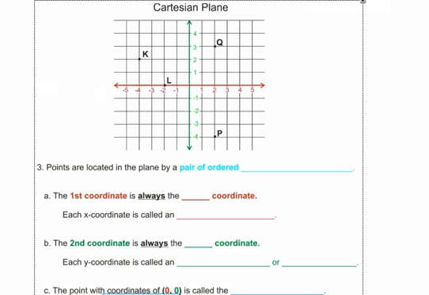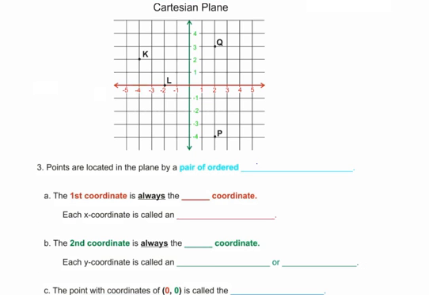Points are located in the plane by a pair of ordered coordinates. C-O-O-R-D-I-N-A-T-E-S. A pair of ordered coordinates.